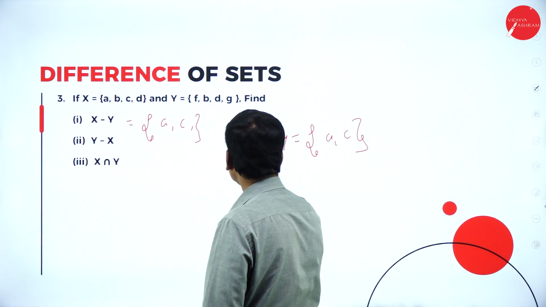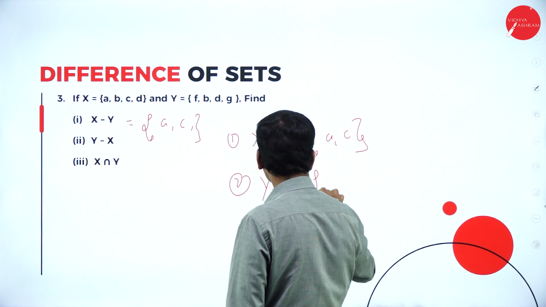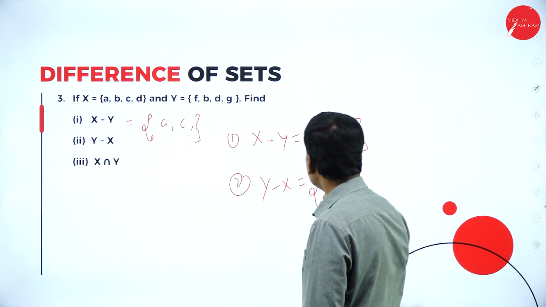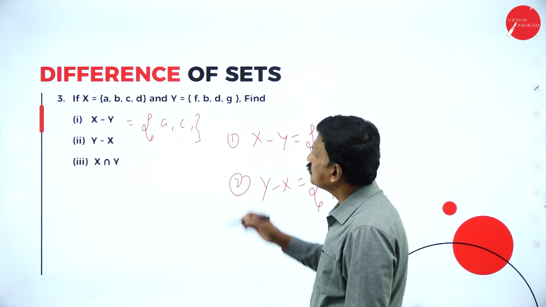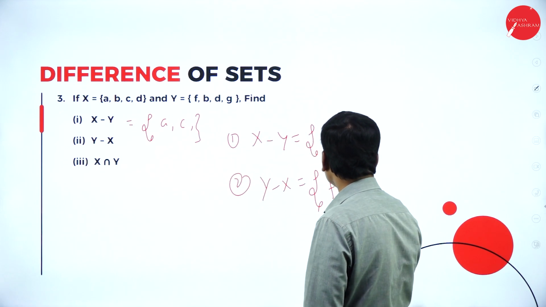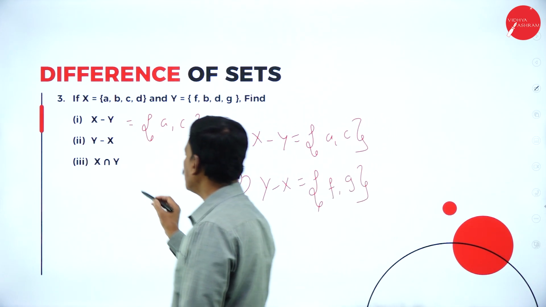Second one, Y minus X. Y minus X means all the elements which are in Y but not in X. F is not in the first set, B is also there, then D is also there, G is not there. F comma G. Now the third one.